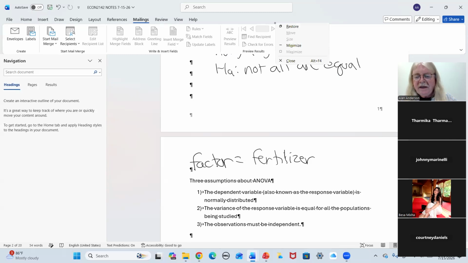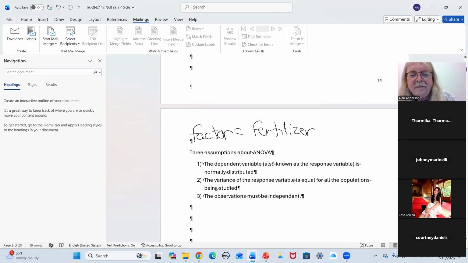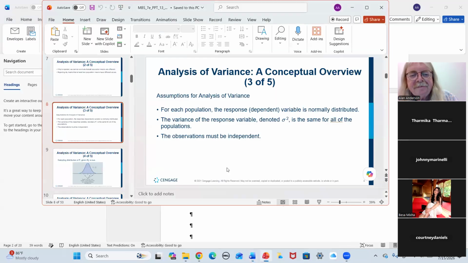I don't know what's going on. The mouse is misbehaving here. Sorry. You know what it is? If I leave the stylus on the tablet, it causes the mouse to freak out. All right.